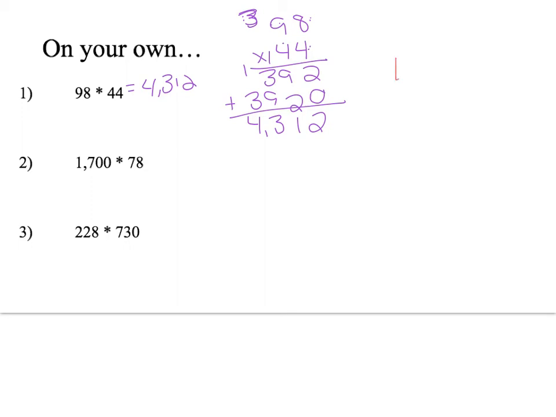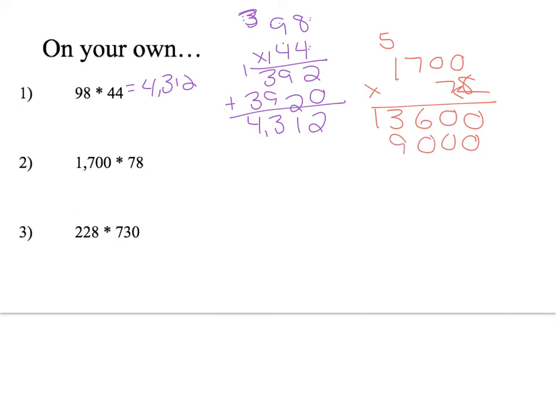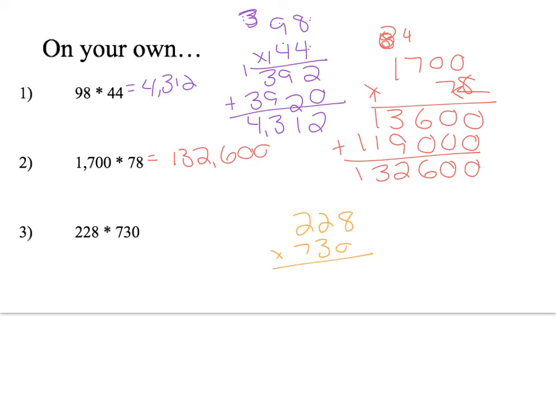Problem 2 is 1,700 times 78. 8 times 0 is 0, 8 times 0 is 0, 8 times 7 is 56, 8 times 1 is 8, plus 5 is 13. 1 placeholder 0 for the 1 space we are going in. 7 times 0 is 0, 7 times 0 is 0, 7 times 7 is 49. Carry your 4. 1 times 7 is 7, plus 4 is 11. Add together. 0, 0, 6, 12, carry your 1, 3, 1. Your solution is 132,600. And our last problem is 228 times 730.